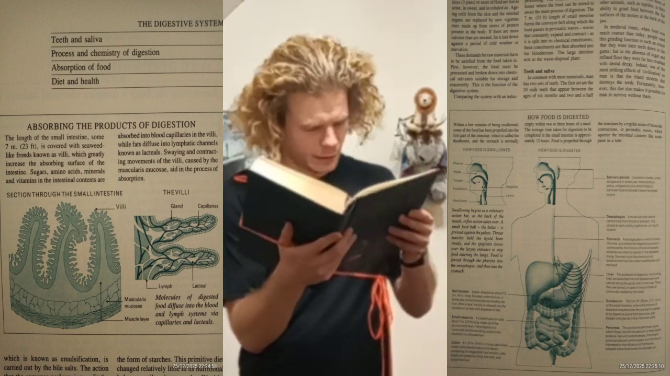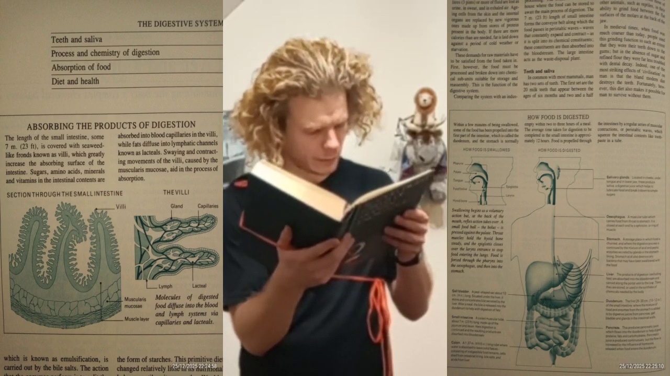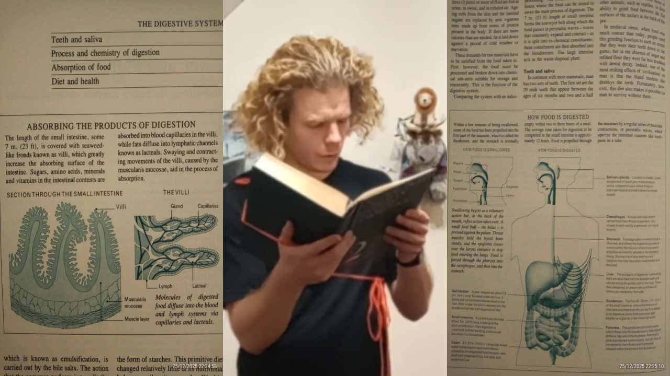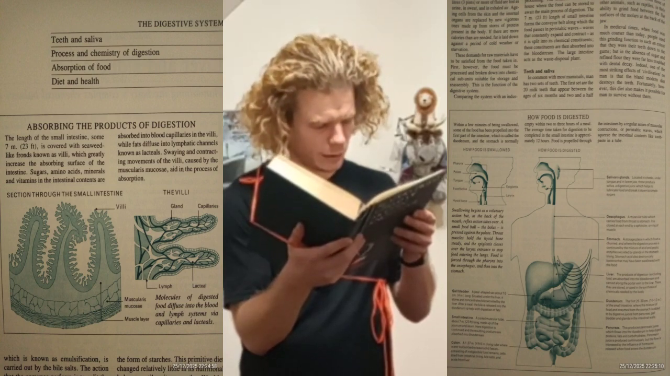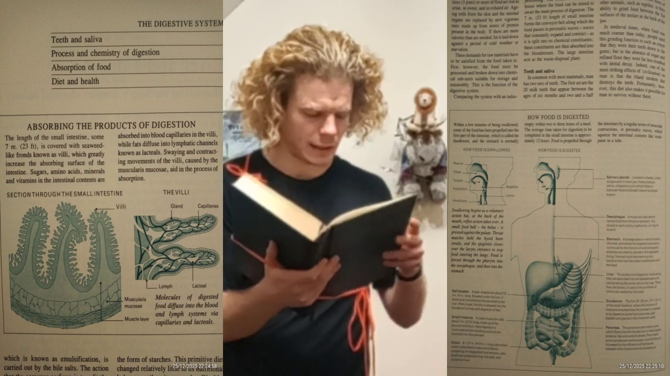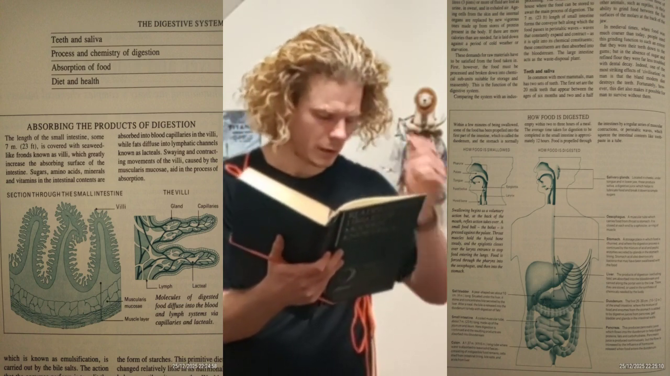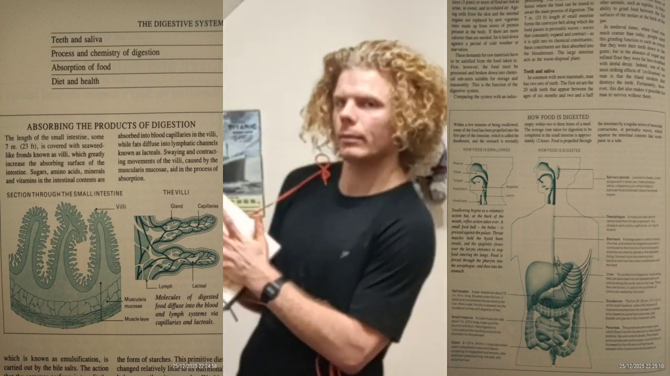Small intestine, a coiled muscular tube, about 7 meters long, made up of the jejunum and ileum. Here digestion is continued and the resulting products are absorbed into the bloodstream.